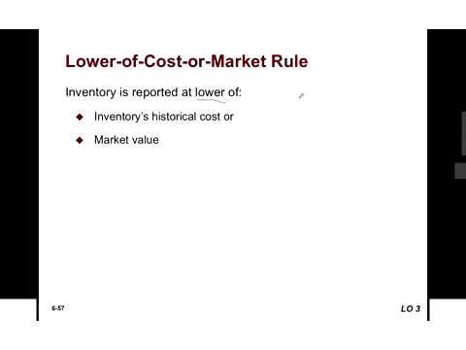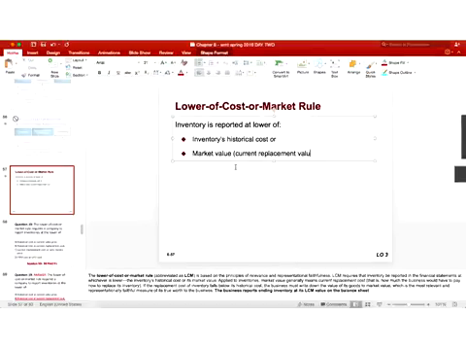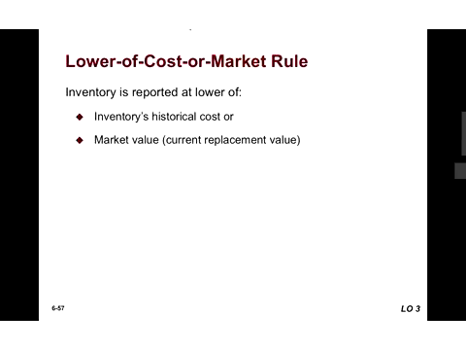I'm going to edit the slide. Okay, so inventory is reported at the lower of historical cost or market value. Market value is also known as current replacement value.